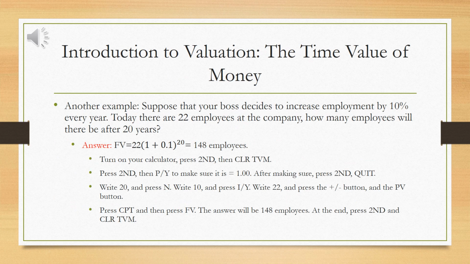Another example. Suppose that your boss decides to increase employment by 10% every year. Today, there are 22 employees at the company. How many employees will there be after 20 years? The answer is future value equals present value times (1 plus r) to the power t. So, future value equals 22 times (1 plus 0.1) to the power 20, which is 148 employees after 20 years.